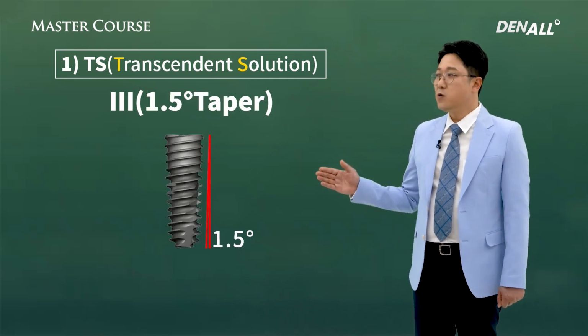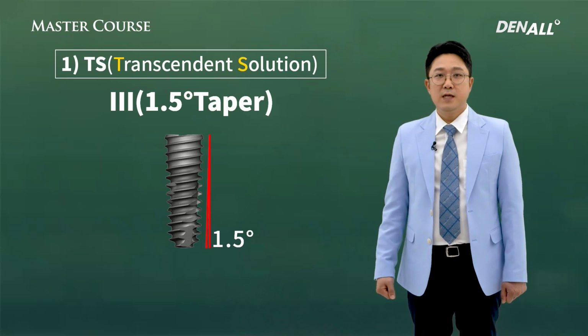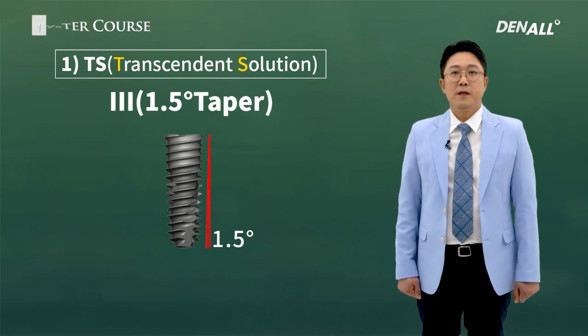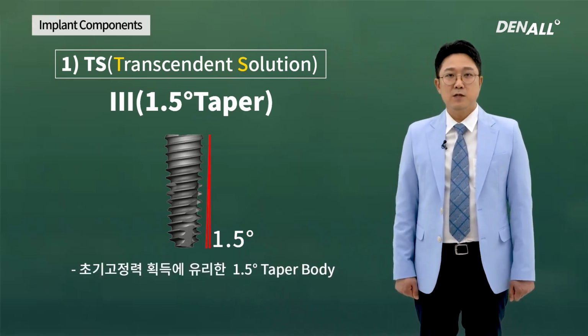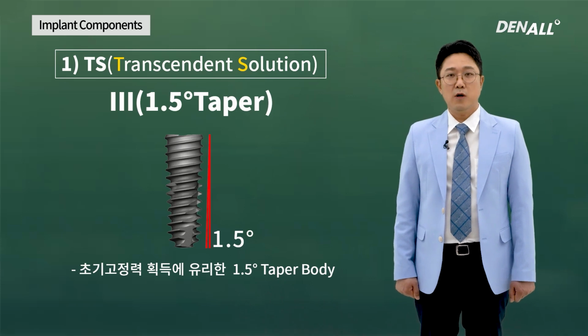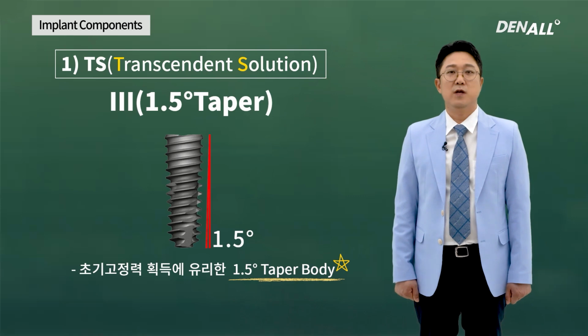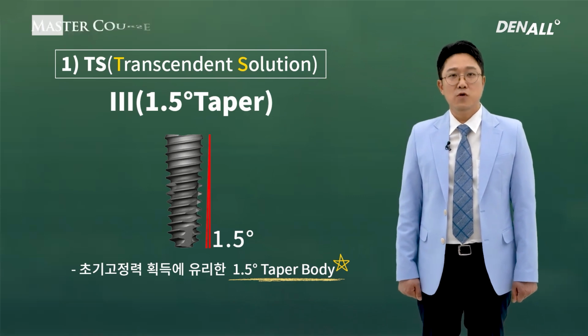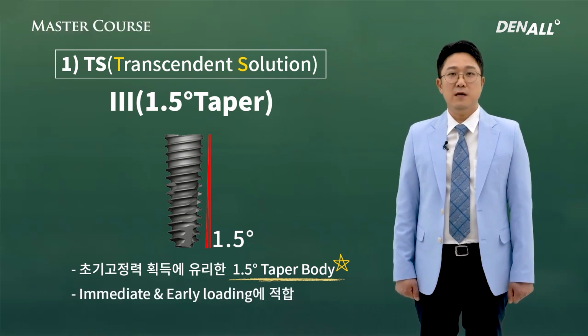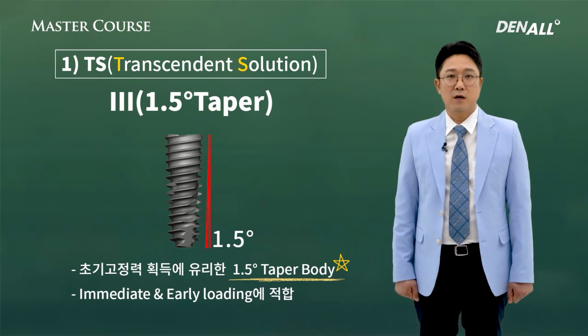Next is 1.5 taper. It is the TS3 implant. Because it is tapered, the area which is in contact with bone is large, so it has good initial stability and it is the most frequently used one. Because it has such traits, it is used frequently for immediate placement and immediate loading.